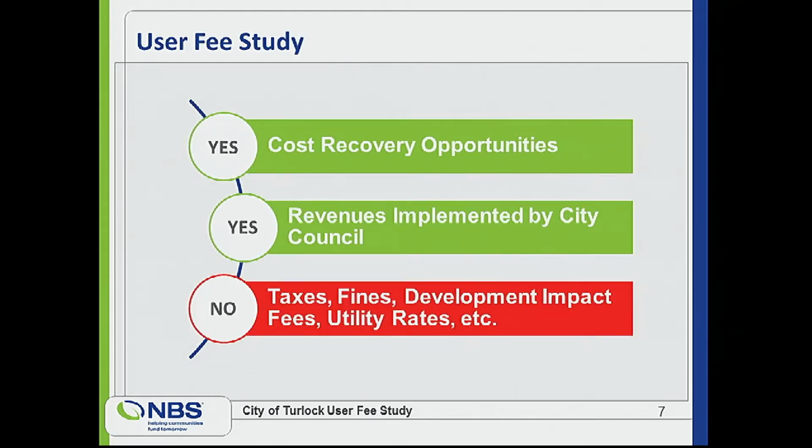So for this user fee study, cost recovery opportunities were looked at. Revenues implemented by the city council is the process we're looking at this moment. What we did not look at are any taxes, fines, development impact fees, utility rates, water rates. Anything of that nature is not governed by the same propositions or government code. Those were not addressed in this study.